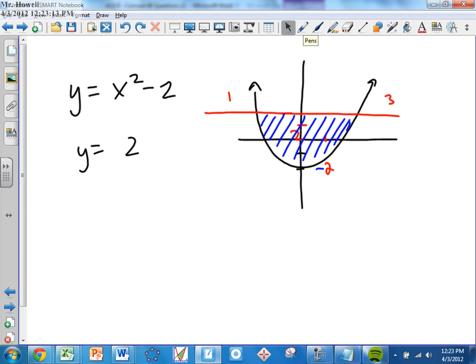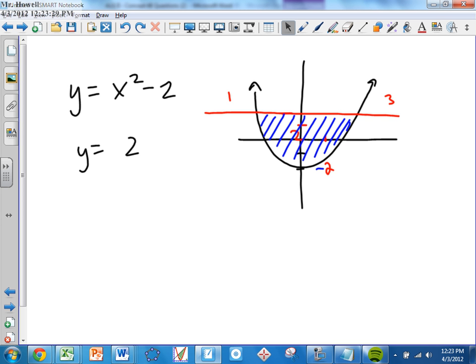So I want the area there in that blue region, okay? The tough part of this problem is to say to myself, well, first of all, which function is on top? The line, right? Isn't the line up top? And what's down below? The parabola. And it stays that way the whole time. We don't have to split it up.